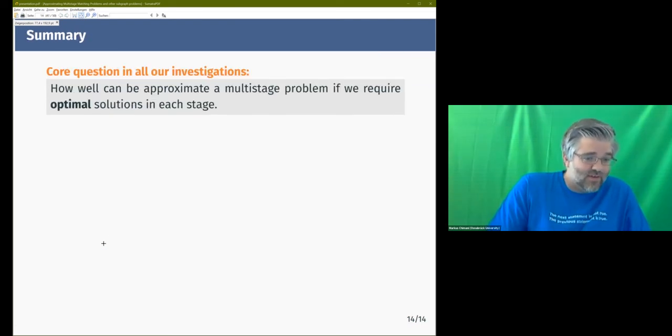So to summarize, what we are really interested in here is we want to approximate such multi-stage problems with the restriction that we have an optimal solution in each stage, and under this restriction we want to have good guarantees for the transitions between these optimal solutions.